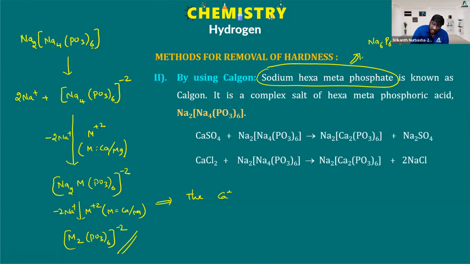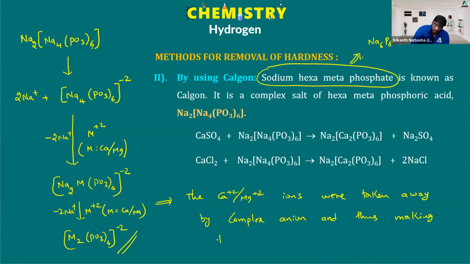The Ca2+ or Mg2+ ions were taken away by the complex anion, and thus making the hard water soft. This is the second technique of removal of permanent hardness, that is by using Calgon, sodium hexametaphosphate.